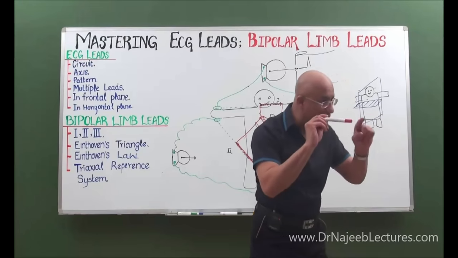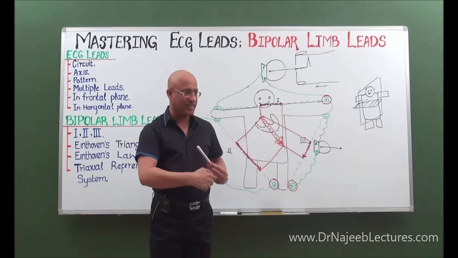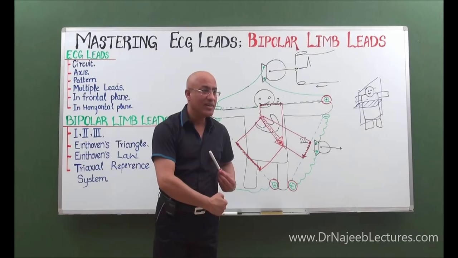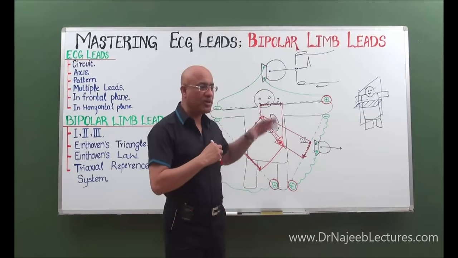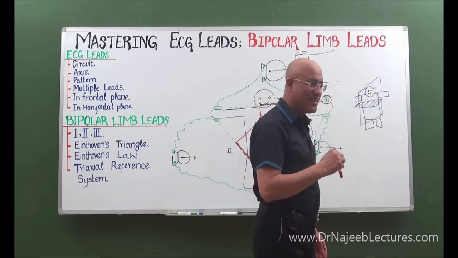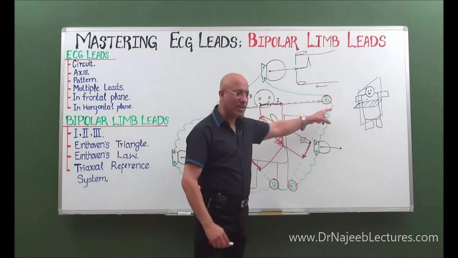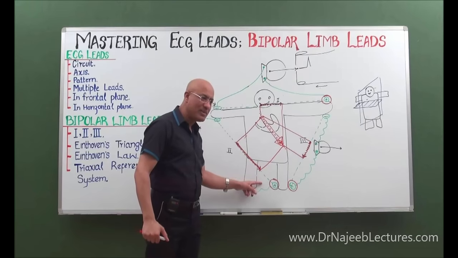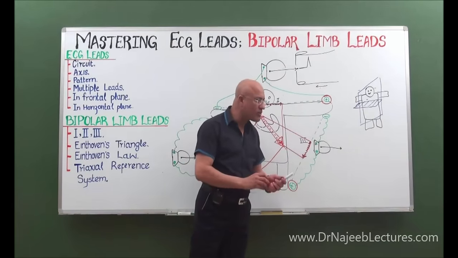And as the major ventricular depolarization vector has its axis downward and leftward, to get a positive deflection in all the leads, he had to put the positive electrode either leftward or downward. You got the answer? Yes. So in lead number 1, where should the positive electrode be? Left side. In lead number 2, should it be up or down? Down. And in lead number 3, should the positive electrode be up or down? Down. So you got your answer?